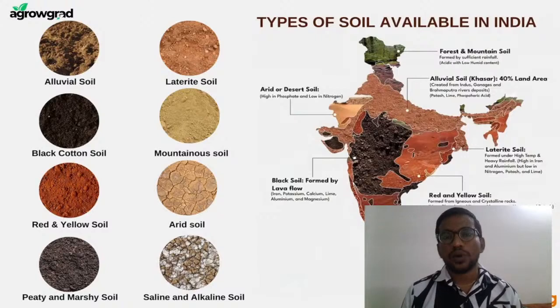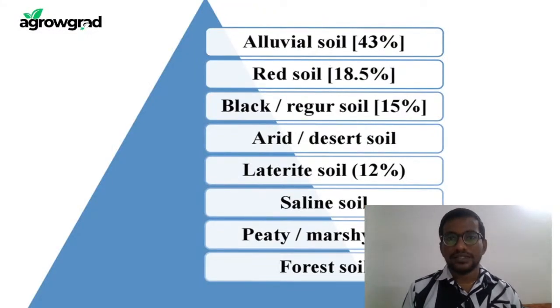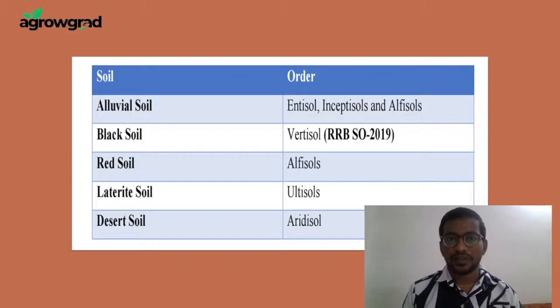So we can see what the soils are, what their characters are, and what the purpose of the soil is. That's the main objective. Regarding soil types, alluvial soil is the first one at 43%, red soil 18.5%, black or regur soil 15%, then arid desert soil, laterite soil, saline soil, peaty or marshy soil, and forest soil.